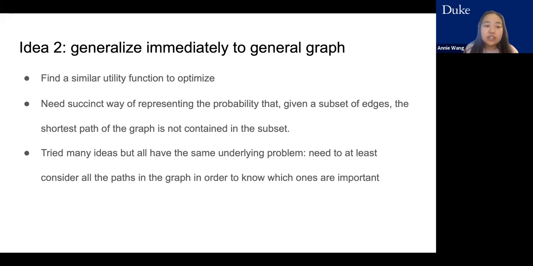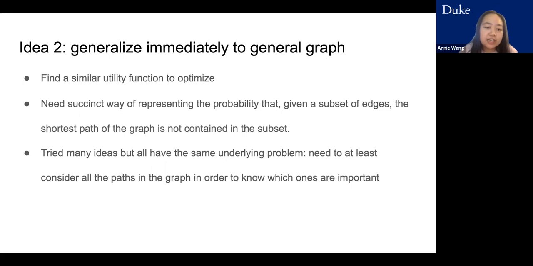So our second idea was, instead of using a DP algorithm, we would generalize their framework immediately to a general graph. To do this, we would need to find a similar utility function to theirs, but applicable to general graphs, which we could optimize greedily. For this utility function, we would need a succinct way of representing the probability that, given a subset of edges, the shortest path of the graph is not contained in this subset. We would need a way to represent this because the true probability does not fulfill the submodularity property.